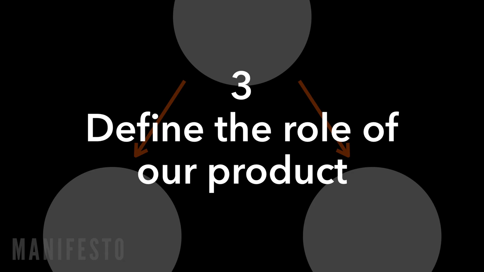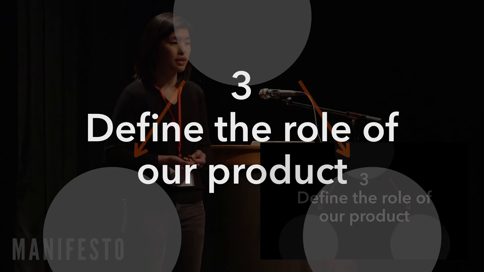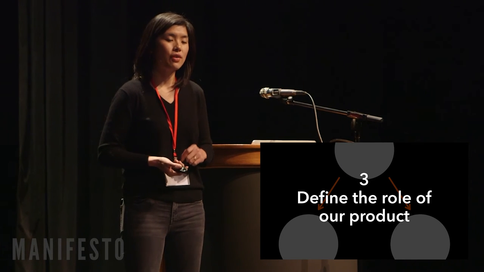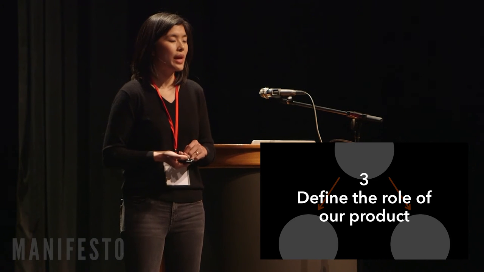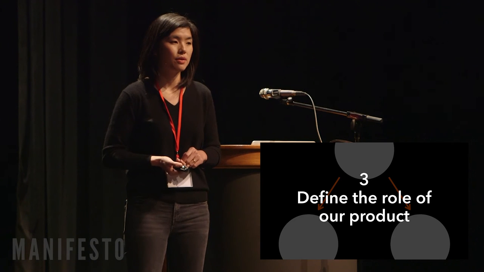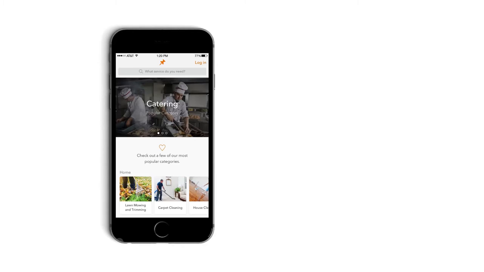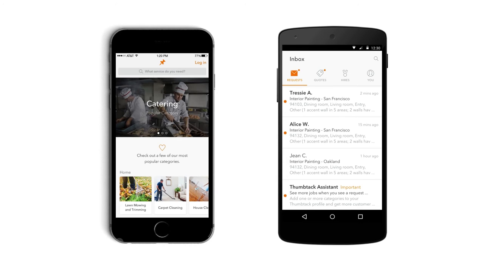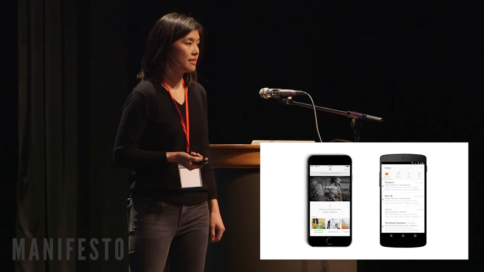The third thing we do is we made sure we clearly define the role of our product for our customers and our pros. Because remember, we're designing for the nooks and crannies of somebody's life. So we have to figure out early on how it is that we want to show up for them in their lives. So for our customer, we're a motivator. It's about inspiring them to envision all of the projects that they could get done on Thumbtack. And for our pro, we're an assistant. It's about getting stuff done.